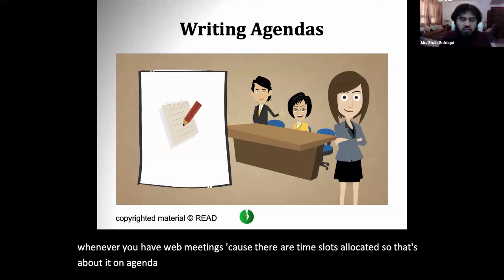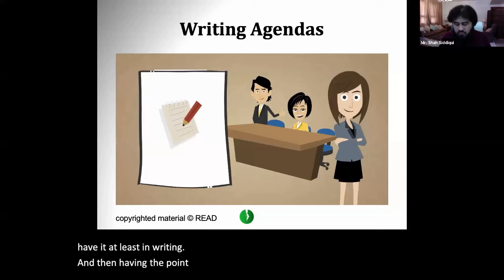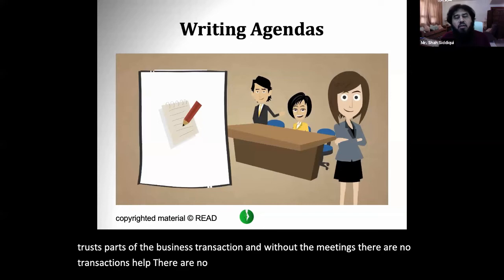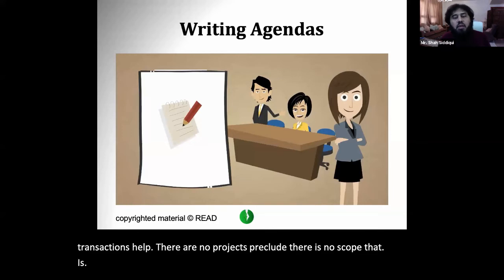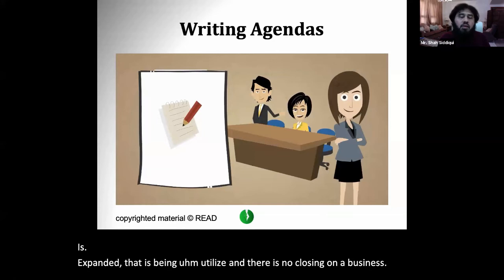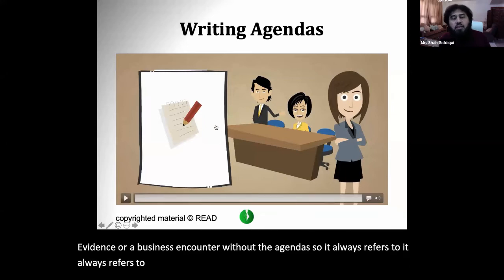And there is a format to be followed, although it's better to have it at least in writing, and then having the points, prioritizing it for the flow. Meeting is an important part of the business transaction, and without the meetings, there are no transactions held. There are no projects procured. There is no scope that is expanded, that is being utilized. And there is no closing on a business evidence or a business encounter without the agendas. So it always refers to the minutes whenever there is a discrepancy.